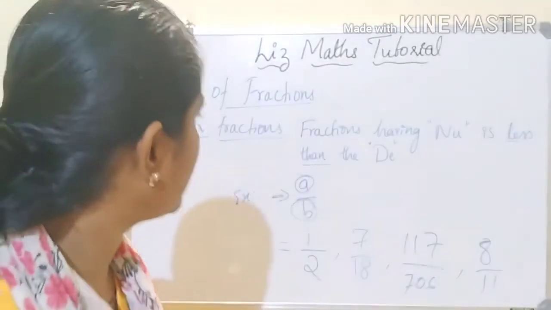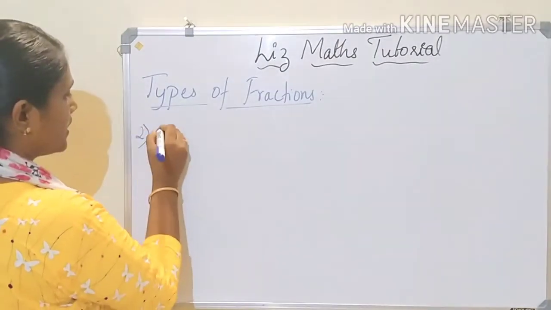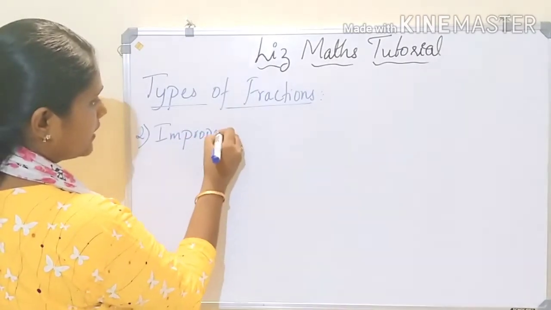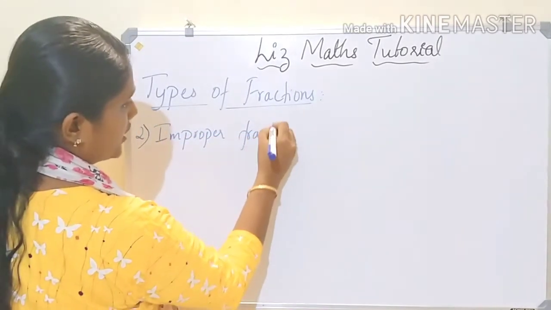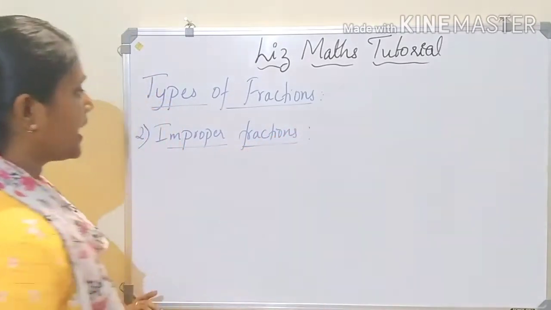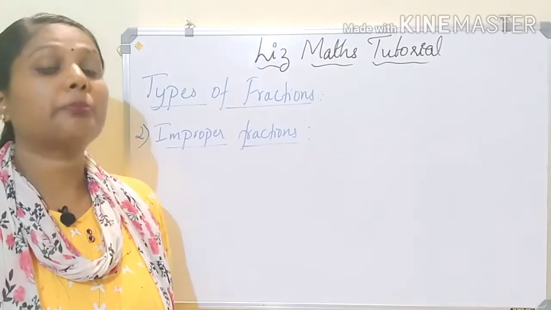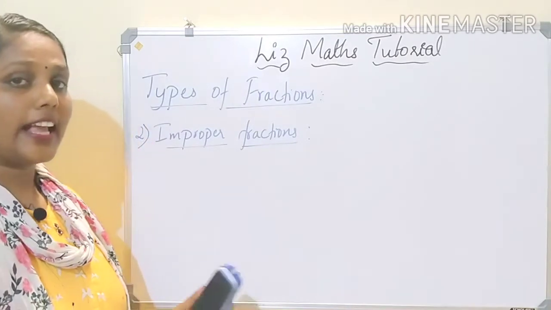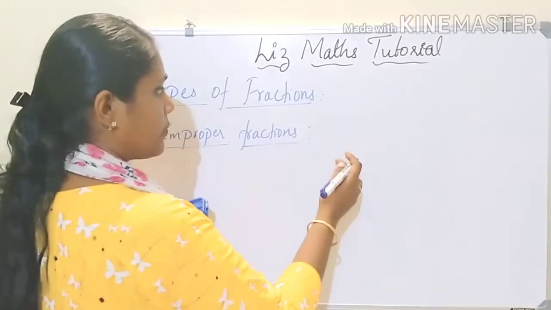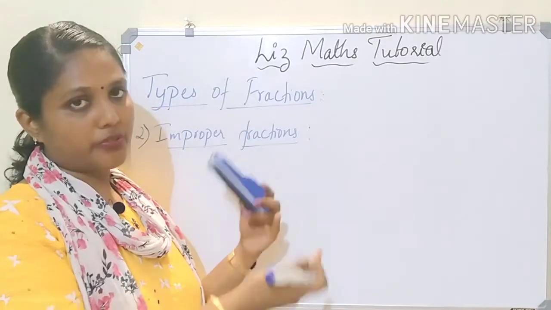Now we move on to the next one, the second type: improper fractions. What is an improper fraction? An improper fraction is nothing but one that should not be proper, isn't it? It is in an improper way. So how can we write it in an improper way? We write the reverse of what we wrote for the proper fraction.